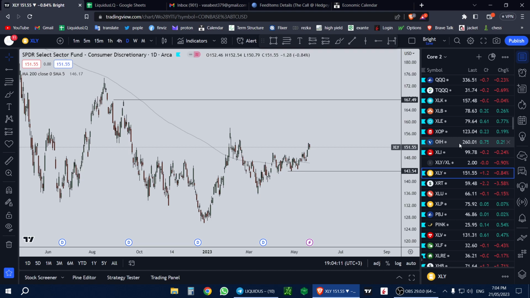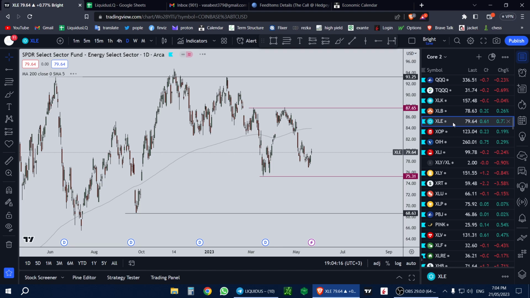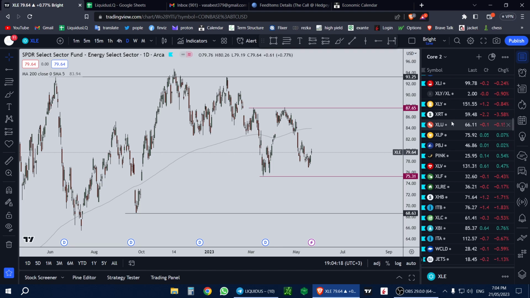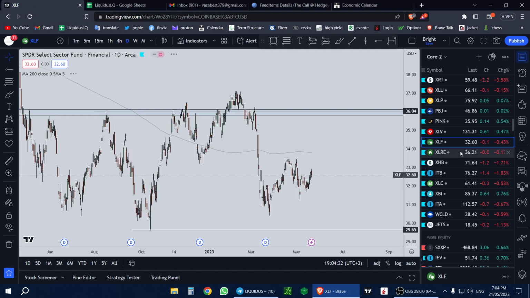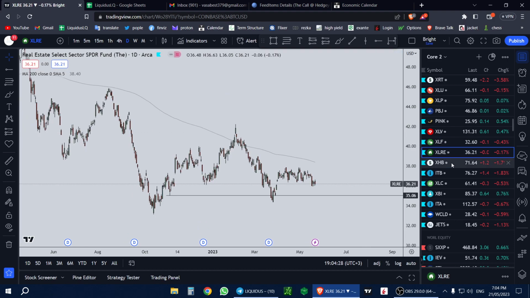The things that we are looking to short are XOP, OIH, XLE. The whole energy sector. XLF as well. We are neutral to short of XLF. Negative flows definitely. XLRE, negative flows definitely.